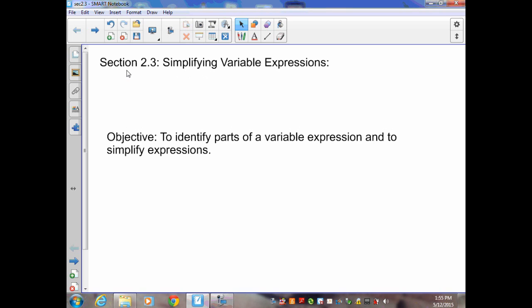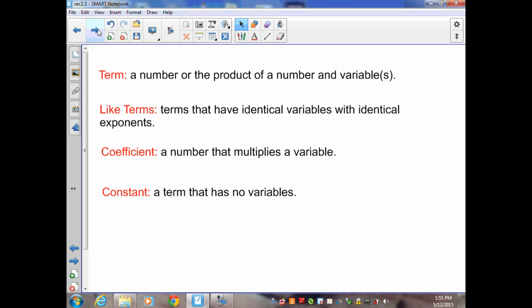Section 2.3, Simplifying Variable Expressions. To simplify variable expressions, we need to know a few terms. First, what is a term? A number or the product of a number and a variable or variables. That is a term. What are like terms? Terms that have identical variables with identical exponents.